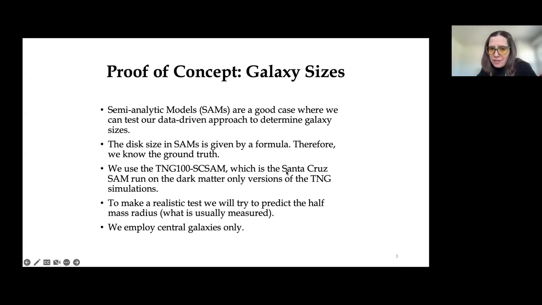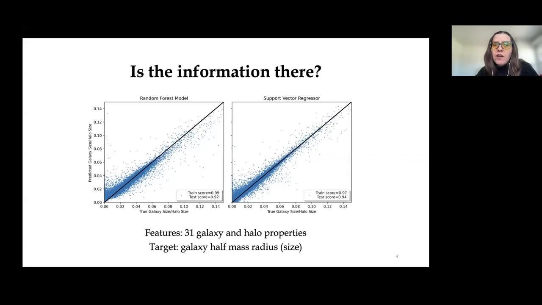In our data set, we use the Santa Cruz semi-analytic model, which is a SAM run on the TNG100 dark matter only version of the hydrodynamical simulation. And to make all this more realistic, we try to predict half mass radius, which is something that is usually measured. Now, is the information there?